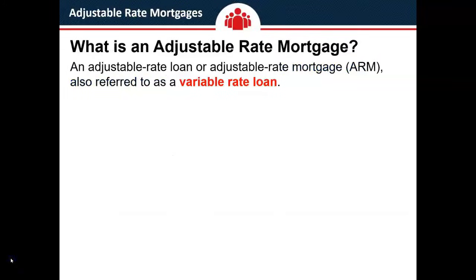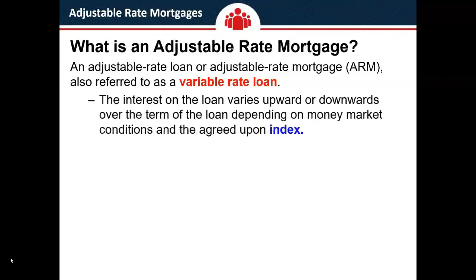So what is an adjustable rate mortgage? An adjustable rate mortgage or an adjustable rate loan is sometimes also referred to as a variable rate loan because the rate is variable. It goes up or down. The interest on the loan varies up or down over the terms of the loan depending on the money market conditions and the agreed upon index.